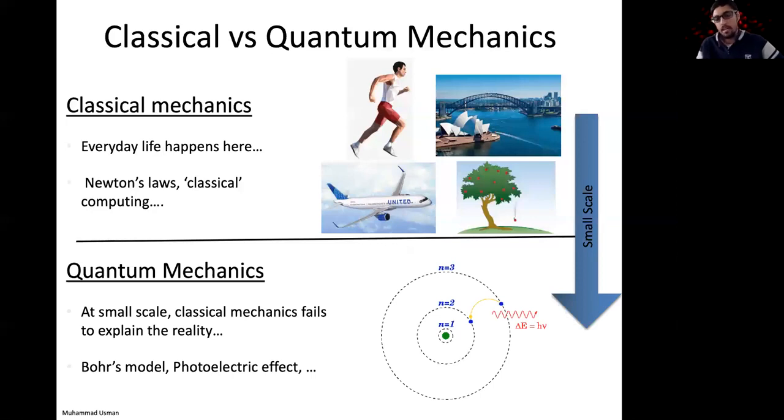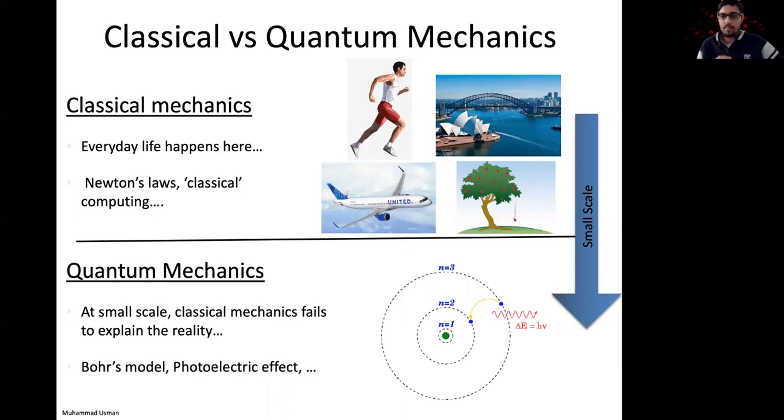However, in the early 20th century, when scientists started to look at atoms and inside atoms, they started to realize that the physics at that small level is very different. It's not obeyed by classical mechanics. You need different laws to understand that physics. And then quantum mechanics was born.